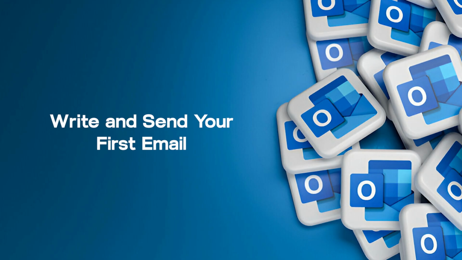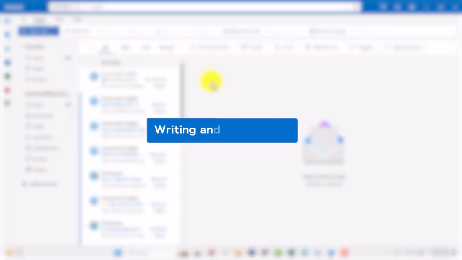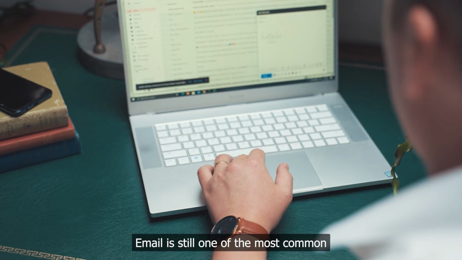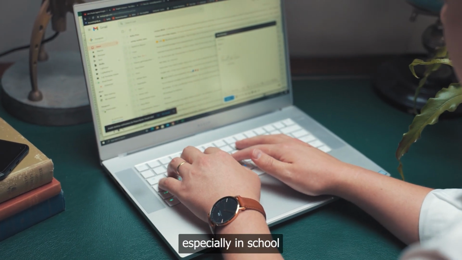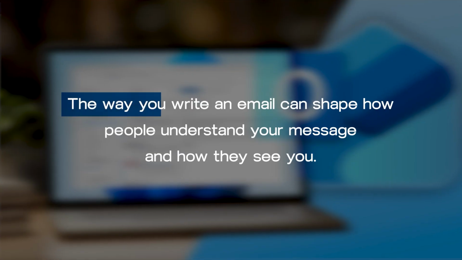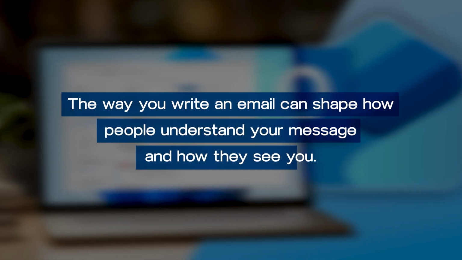Write and send your first email. Now that you have had a chance to explore the Outlook interface, it's time to start using it for one of its main purposes, writing and sending emails. Email is still one of the most common and professional ways to communicate, especially in school and work settings. The way you write an email can shape how people understand your message and how they see you.